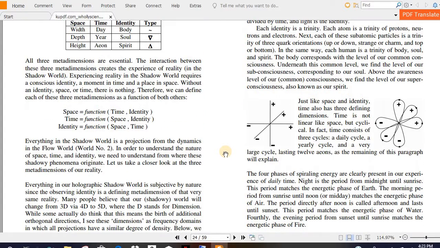Just like space and identity, time also has three defining dimensions. Time is not linear like space, but cyclical. In fact, time consists of three cycles: a daily cycle, a yearly cycle, and a very large cycle lasting 12 eons, as the remaining of this paragraph will explain.